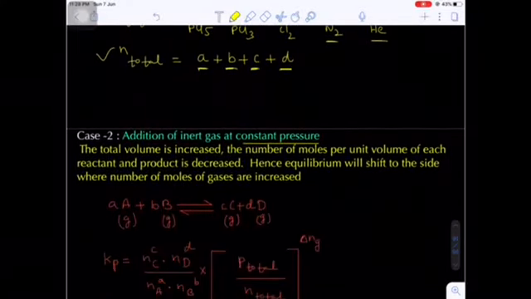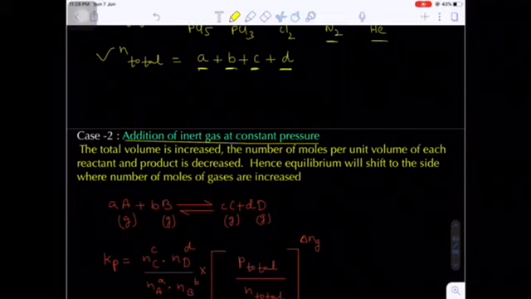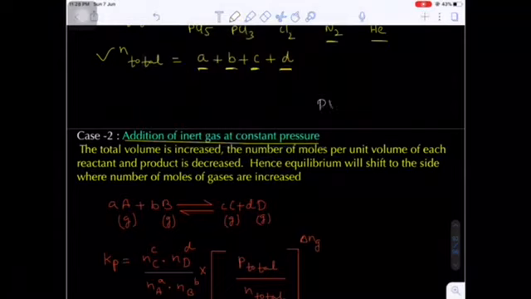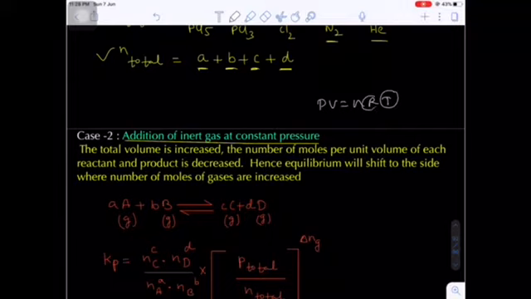Now the second case, at constant pressure and temperature. Addition of noble gases or inert gas at constant pressure, temperature is obviously constant. Now the total volume here, what happens? PV is equal to nRT. Temperature is constant, R value is constant. Now the pressure of the system is constant. That means you are adding the noble gases. If the number of moles increases, then which has to increase? Volume of the system has to increase.